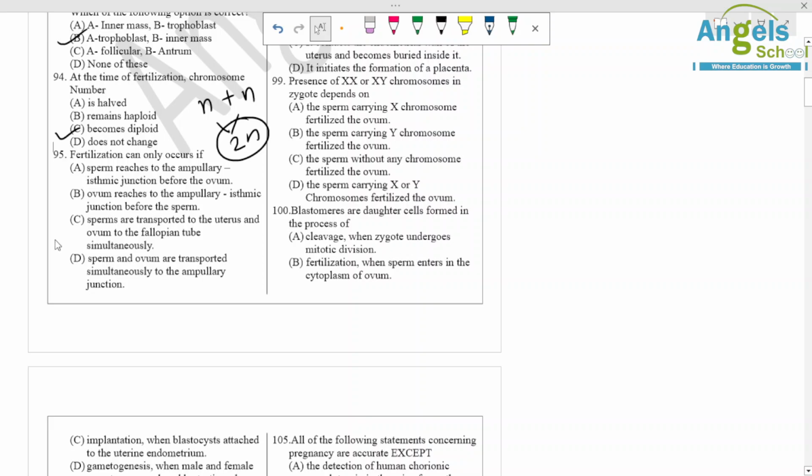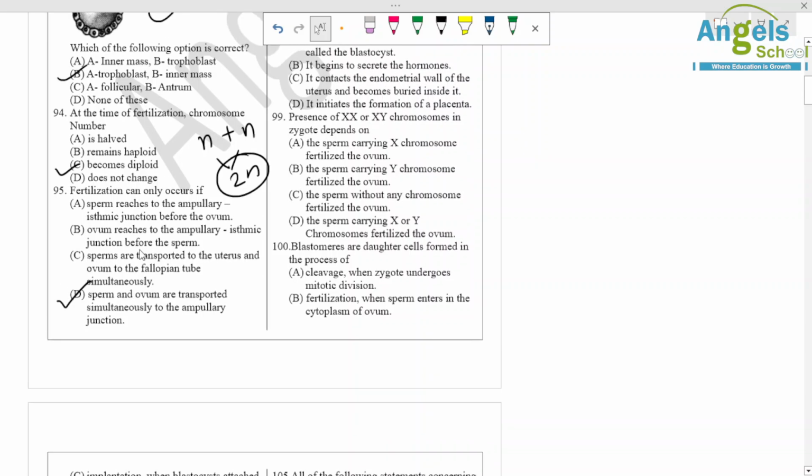Question number 95. Fertilization can only occur if sperm and ovum are both simultaneously transported to the ampullary isthmic junction. Then and only then can fertilization occur. Okay, the option D is right.